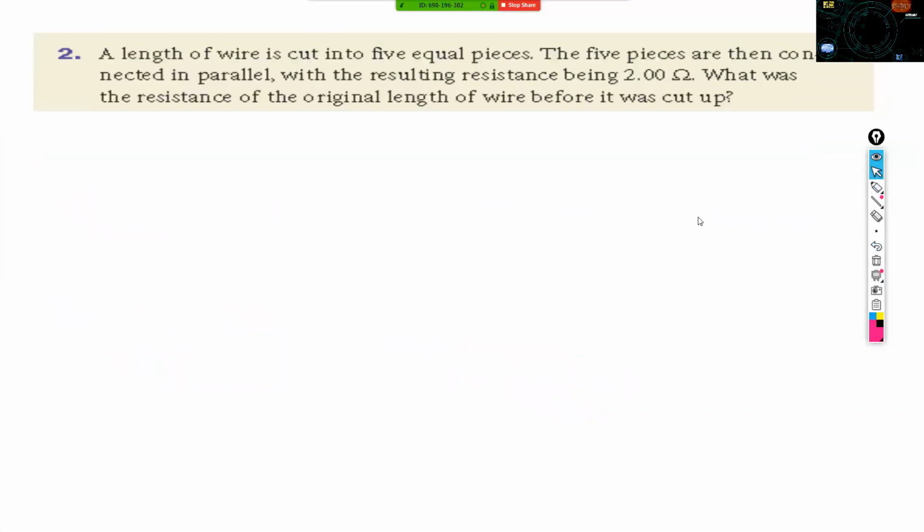Let's take a look at an example of a parallel circuit. All right. So you have, again, draw it. So now you're going to have a branch.